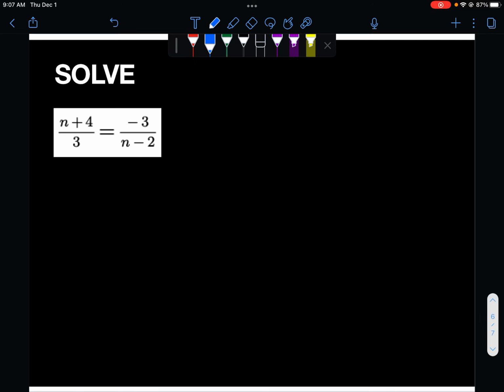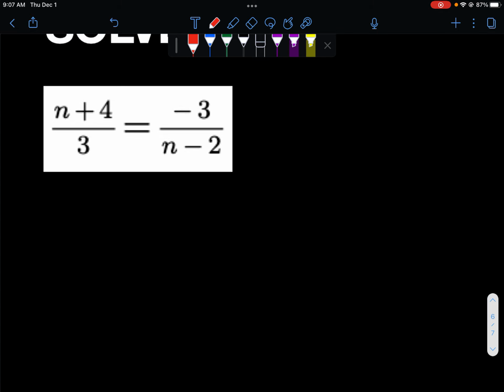Let's do one final example. This one will end up being fairly similar to the last example, but still a good chance for you to maybe pause the video and try this on your own and then see if your answer matches with the answer that I get. Here we go.